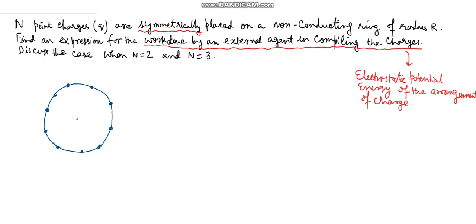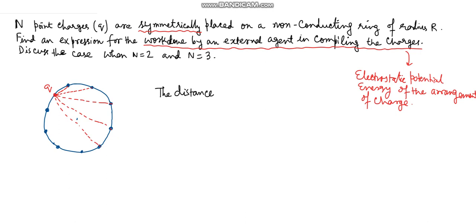So now let's choose one of these charges. Suppose I choose this charge Q. So if I choose this charge Q, what are the distances of this charge from the different other charges? These are basically chords. That is, first our job is to find out the length of the corresponding chords. So let's solve.